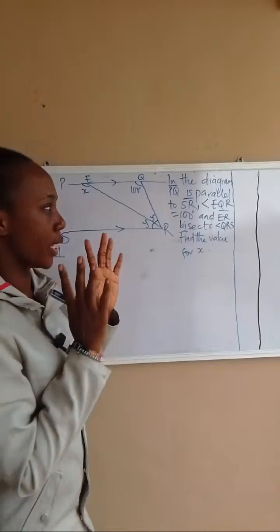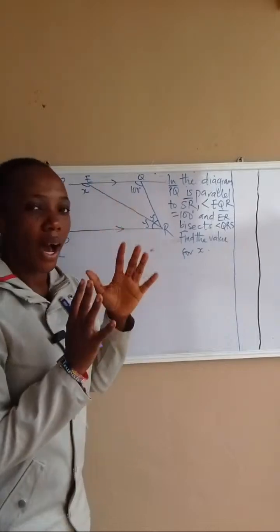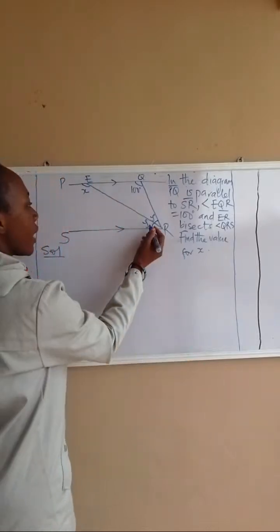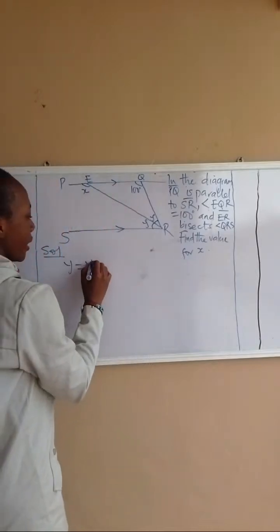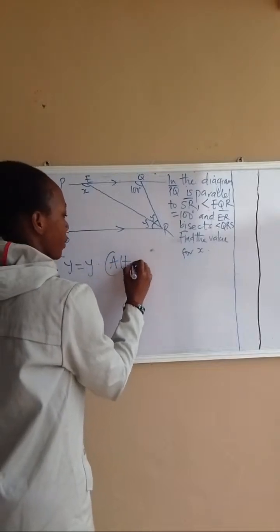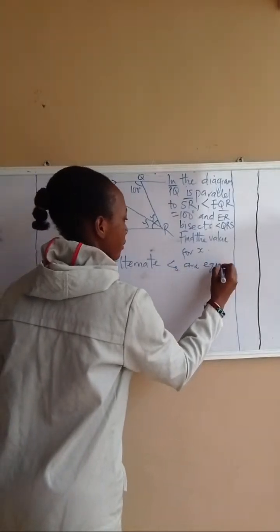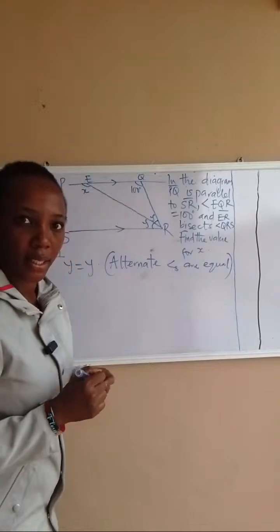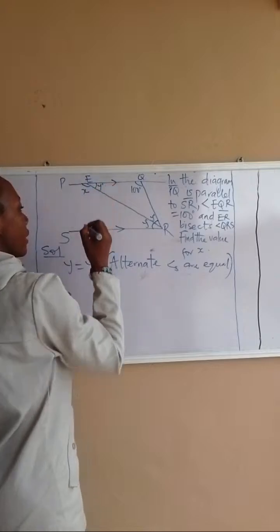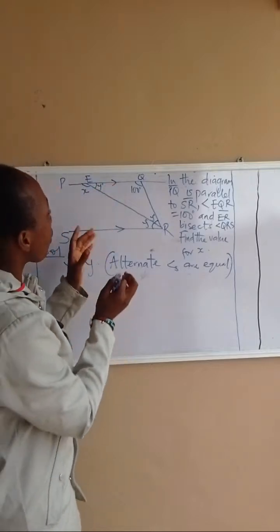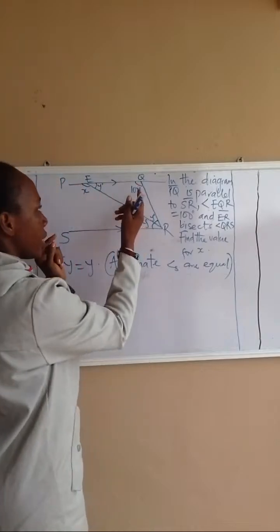So in this case, this angle here and this angle here are the same. This angle here and this one here are also the same. Why? Because alternate angles are equal. Are you getting it now? So since this angle here is the same here, we're going to put y degrees here. So now we have y degrees here, y degrees here as well, and we have 100 here.